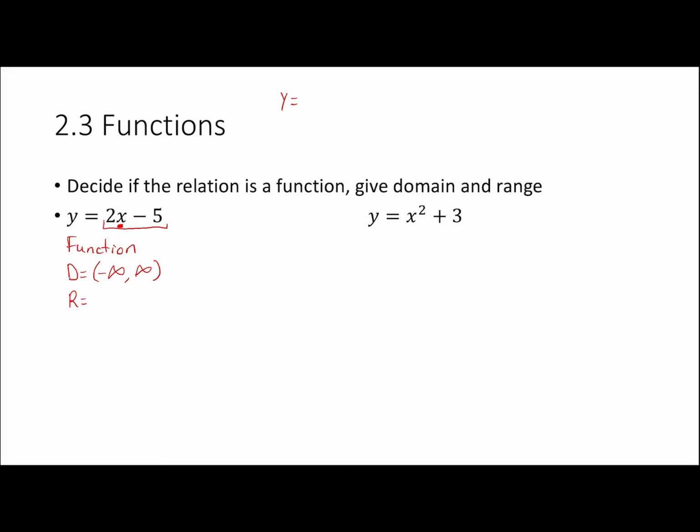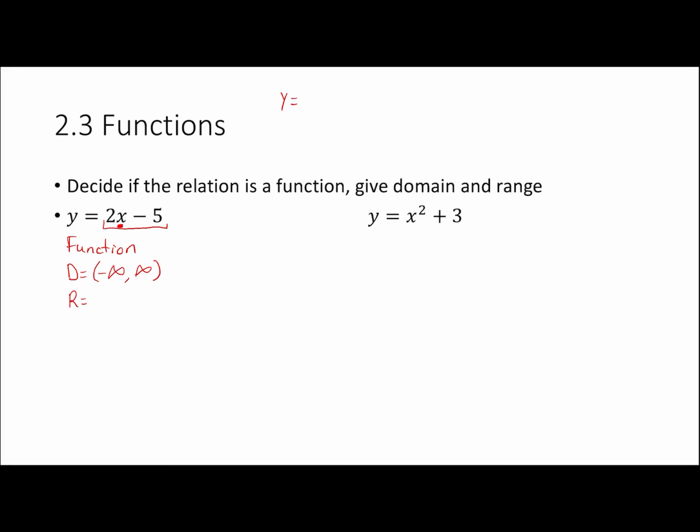And so you may want to try some numbers. If you put in 0 for x, for example, 0 times 2 is 0, and 0 minus 5 is negative 5. You could get negative 5 for y. Could you get 0? Well, sure, if you put in the right number for x, and it could be a fraction or a decimal, if you multiply it by 2 and you subtract 5, you could get 0.